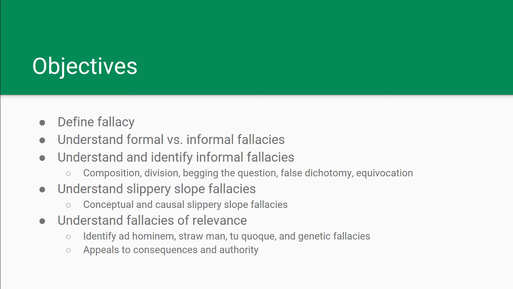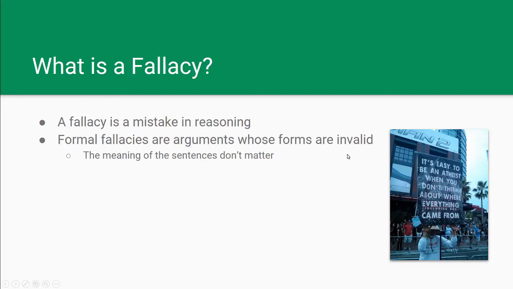Specifically, we're going to look at composition, division, begging the question, false dichotomy, equivocation, and then we're going to get into slippery slope fallacies, and finally fallacies of relevance. So we're going to cover the different types of fallacies as outlined in Chapter 4. Now, I want to begin by defining what a fallacy is, and a fallacy is simply a mistake in reasoning.